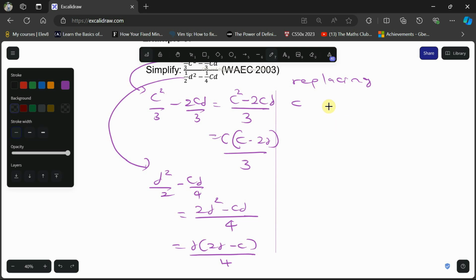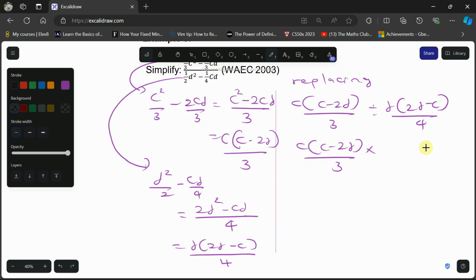So let's now replace. That will be c open brackets c minus 2d all over 3 divided by d open brackets 2d minus c all over 4. Let's say c open brackets c minus 2d all over 3 times 4 over d open brackets 2d minus c. You can see we have c minus 2d, and we have 2d minus c. What can I do?